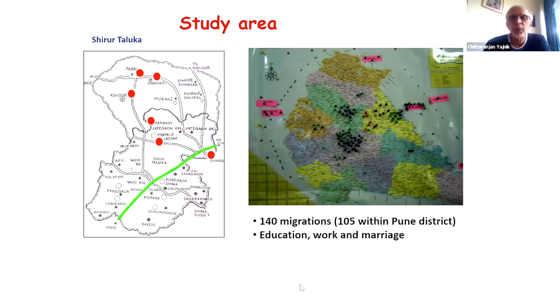Within last so many years, now 140 people have migrated within the district for either education, work, and marriage. And we follow every one of them. That's why we have follow-up of more than 95%. So if you want to set up a cohort, follow-up rates are very important, and you have to be prepared to pay extra efforts and time in that.